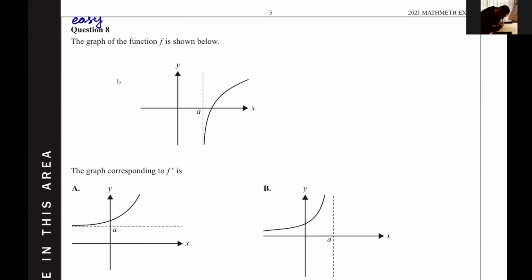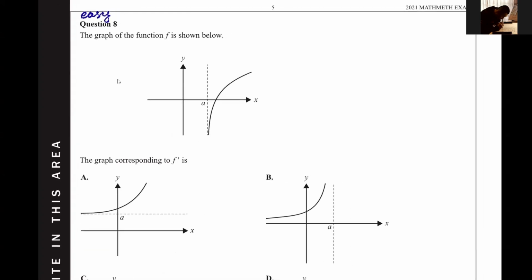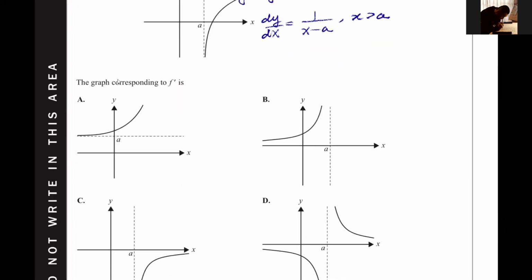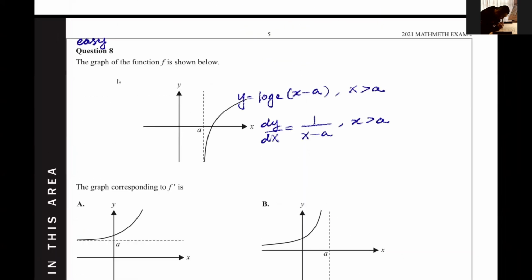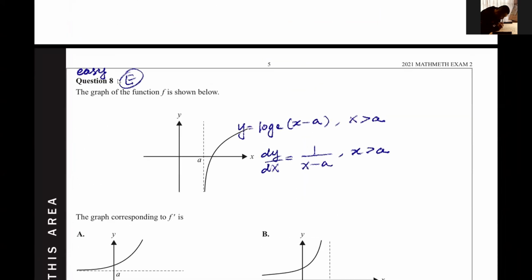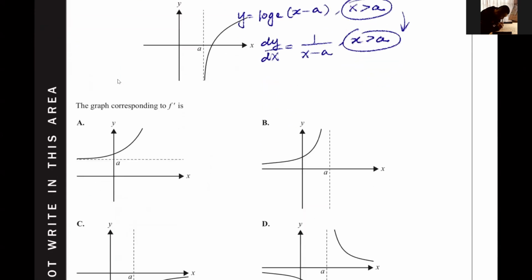Okay, the graph of the function f is shown below. Let's say this graph is very likely to be log e of x minus a. So if I take the derivative, dy/dx is 1 over x minus a. And the domain for this function is x greater than a, so the derivative also has the same domain, x greater than a. Now, if you look at the graphs, I would say it's option E. Just be mindful of the domain. It should be the same domain. And x equals a is not differentiable. The gradient does not exist.